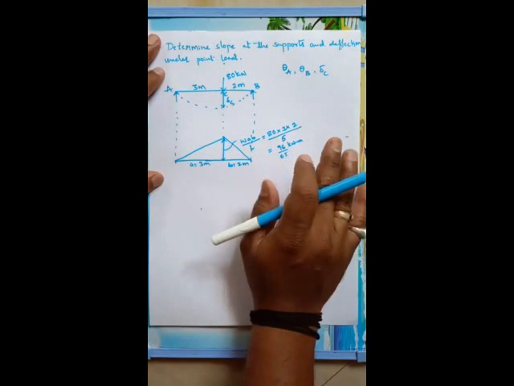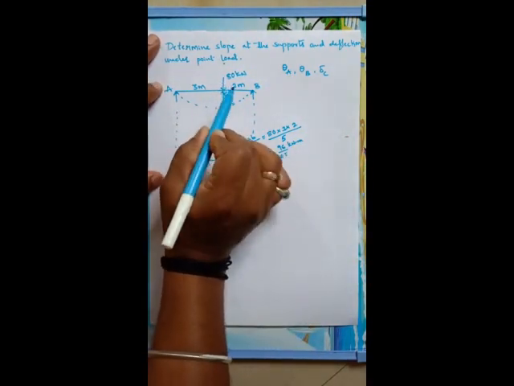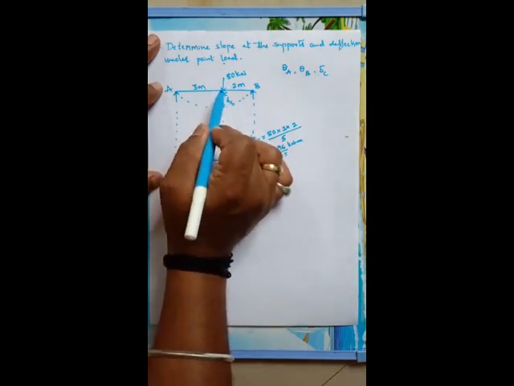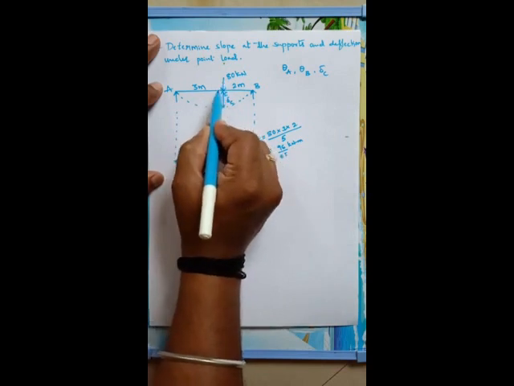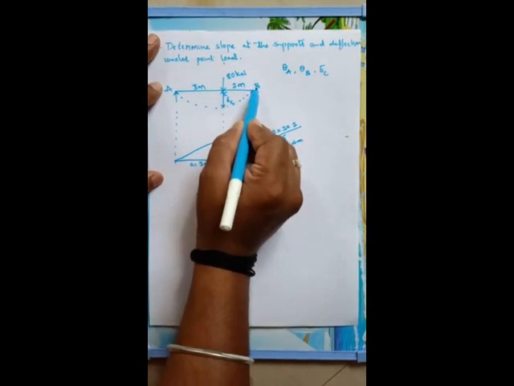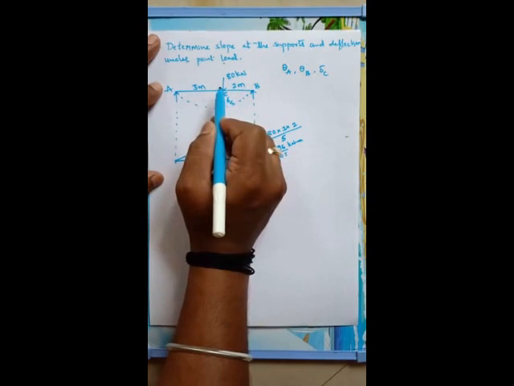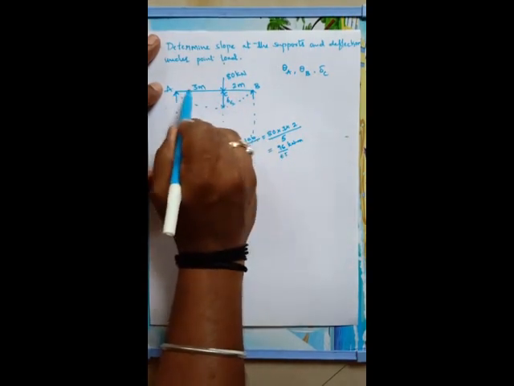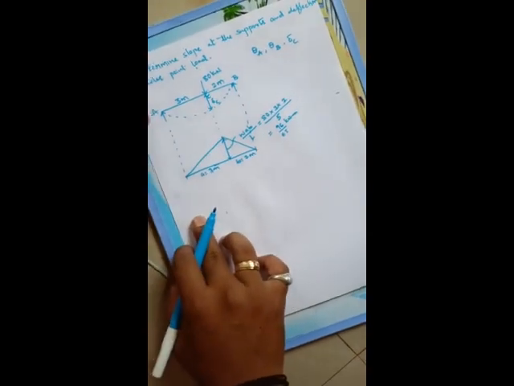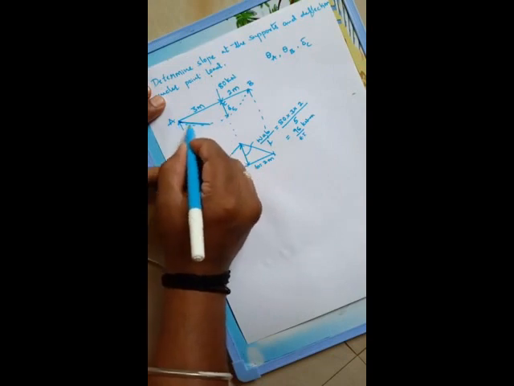Let me explain once again. Where the distance of the point load is maximum with respect to a support, at that particular support draw the tangent. If you see here, this point load is 3 meters from point A and 2 meters from point B. So the distance is more from point A. Where the distance is more, about that point you need to draw the tangent. If I draw the tangent, it will be somewhere something like this.